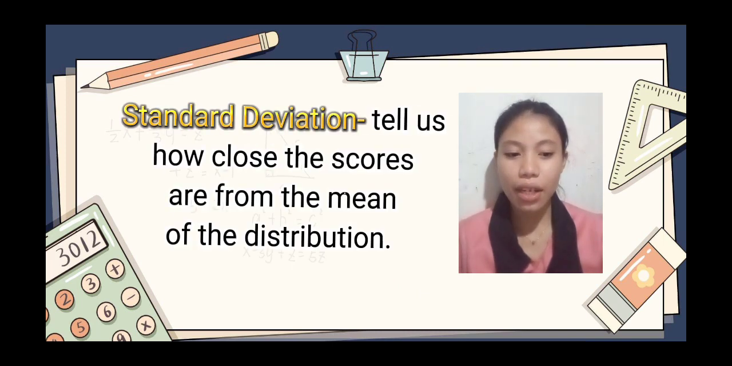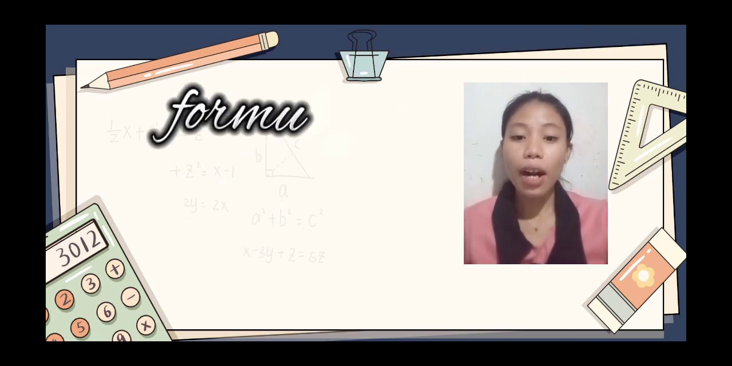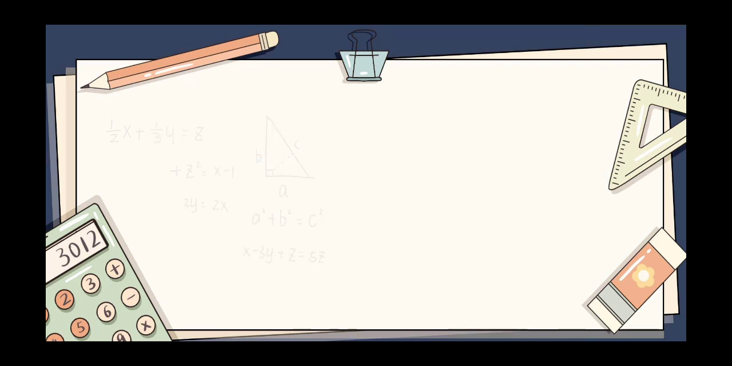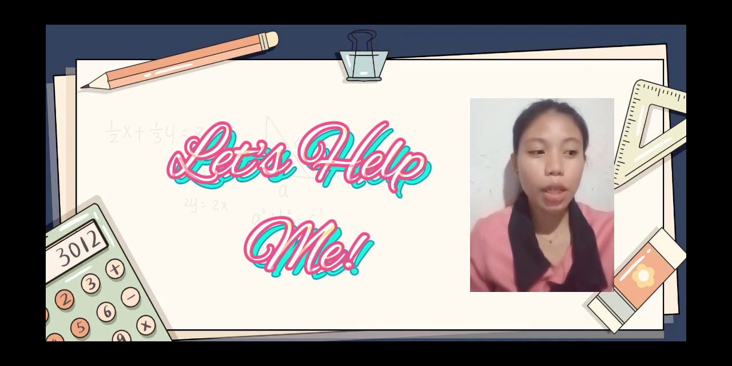Next we have standard deviation. Standard deviation tells us how close the scores are to the mean of the distribution. It is simply the positive square root of the variance. So for us to solve it, here is the formula: sigma equals the square root of the sum of (x minus mu) squared over N. So now, we know the formulas of range, variance, and standard deviation.